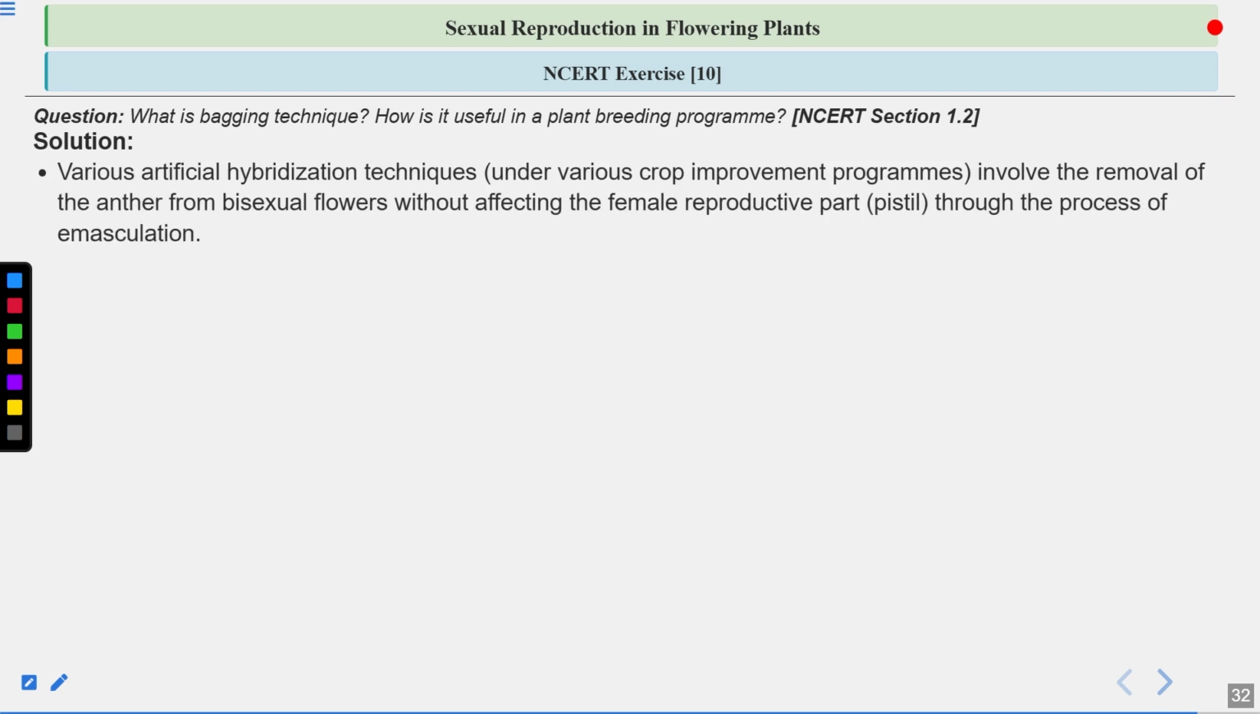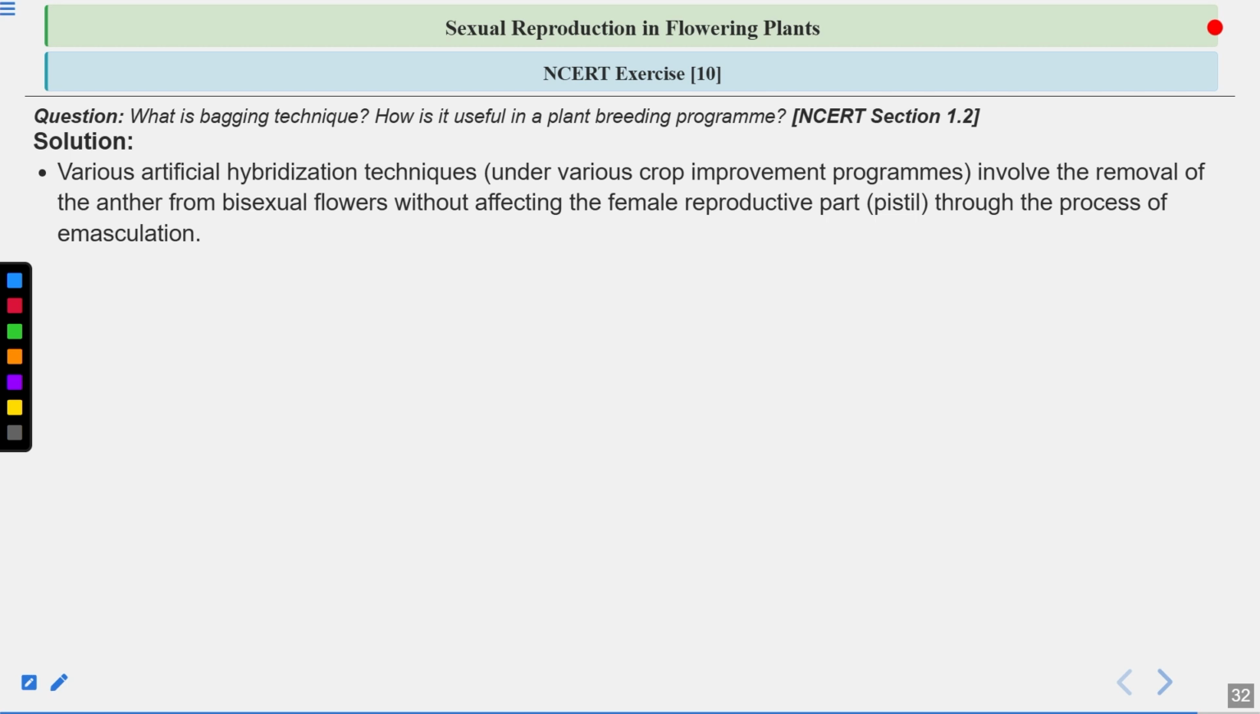Various artificial hybridization techniques under the various crop improvement programs involve the removal of anthers from the bisexual flower without affecting the female reproductive part, the pistil, through the process of emasculation. So if you have a bisexual flower, a flower having the male reproductive organ as well as the female reproductive organ, both present in the same flower, then for the breeding technique, you want that some particular type of pollen grain should be brought on this particular bisexual flower which you have selected.